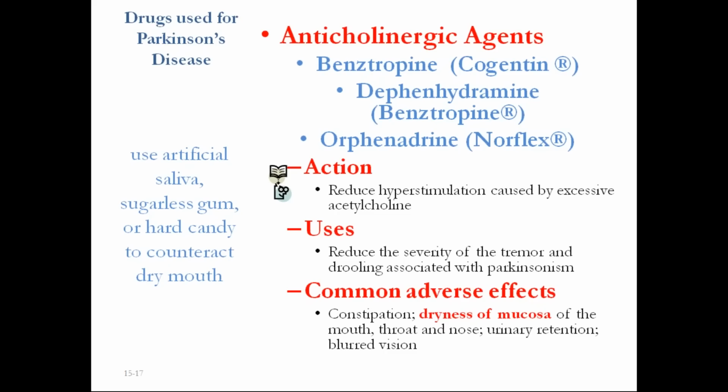Okay, so anticholinergics. What are the most common side effects of anticholinergics? Dryness of the mucous membranes and blurred vision. Why? Because the moisture in the eye, especially in front of the cornea, is lost, and that is going to lead to dry eye and blurred vision.